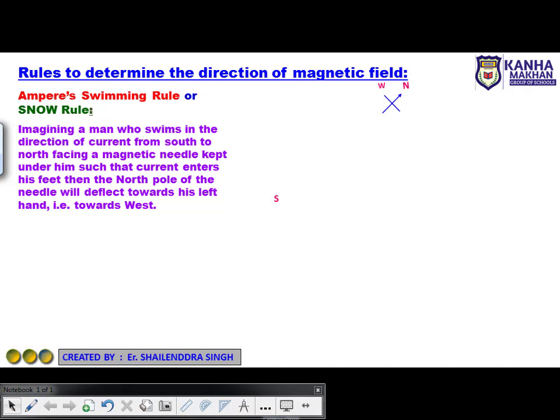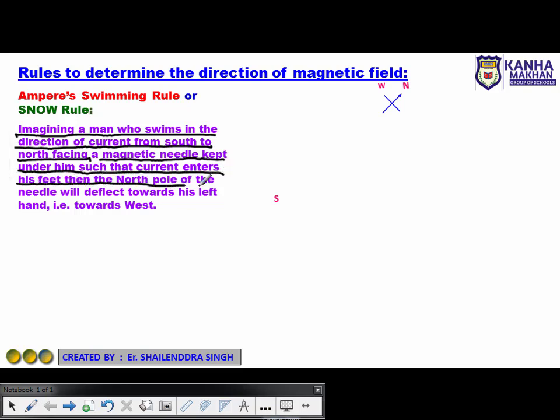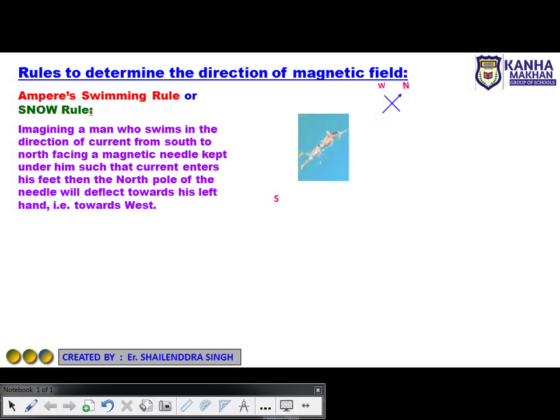In that particular condition, just see on the board, the statement is given here. Imagine a man who swims in the direction of a current from south to north, facing a magnetic needle kept under him such that current enters his feet. Then the north pole of the needle will deflect towards his left hand, that is, towards the west. How will we understand this here? Just see, and I will clear it with the help of the given figure.